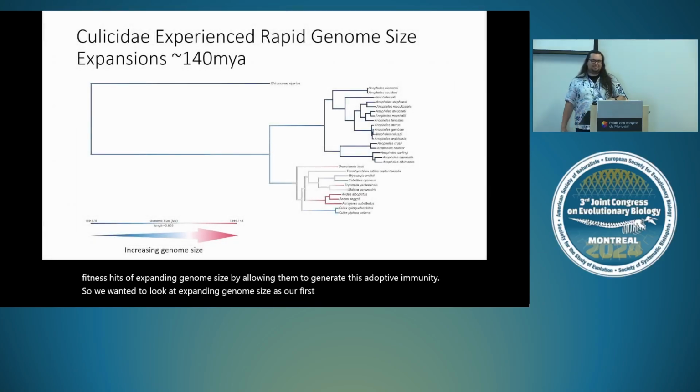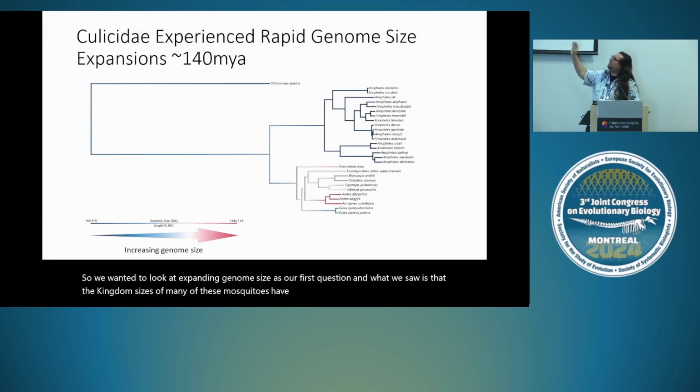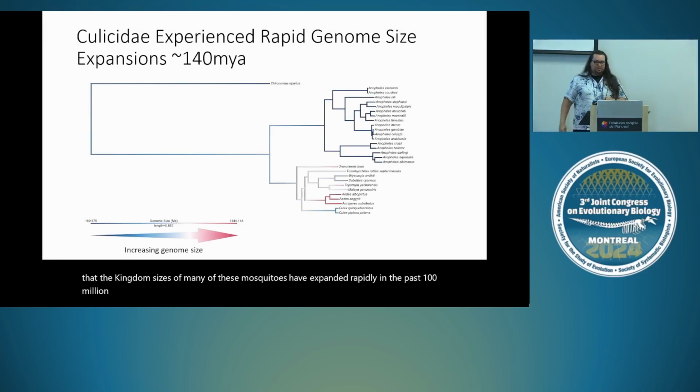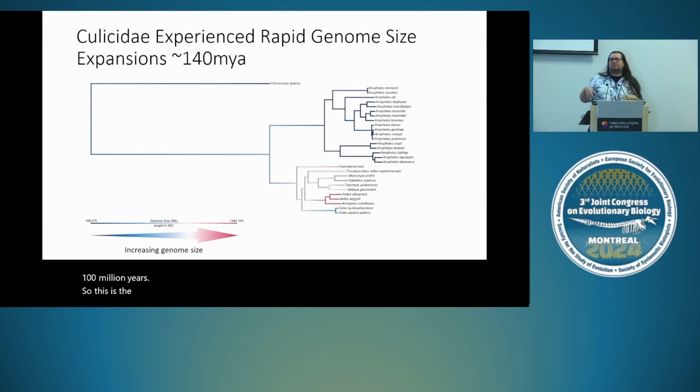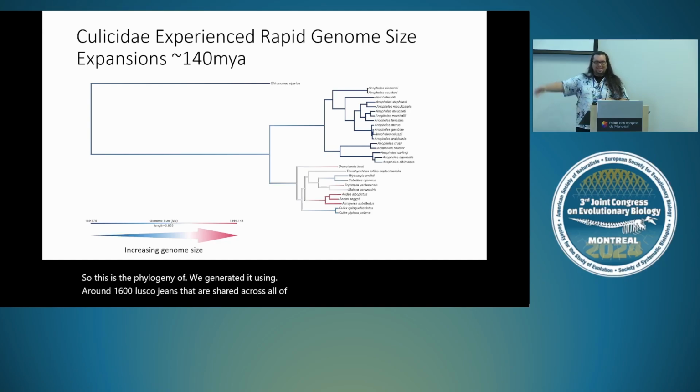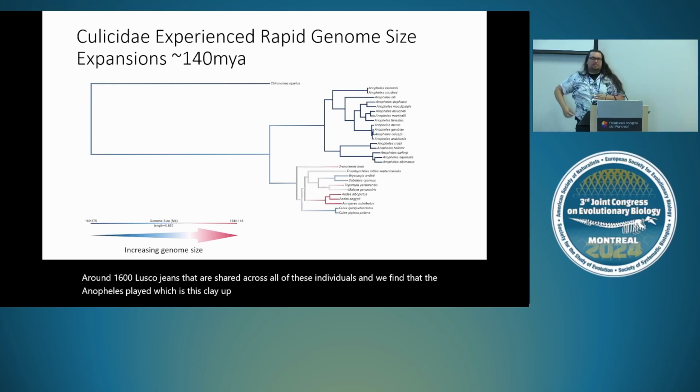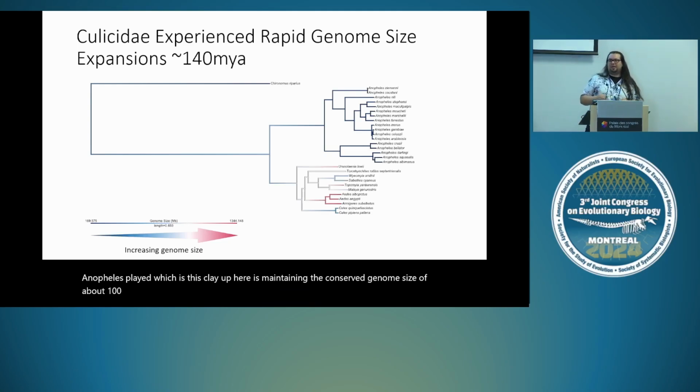And what we saw is that the genome sizes of many of these mosquitoes have expanded rapidly in the past 100 million years. So this is the phylogeny of Culicidae. We generated it using around 1,600 BUSCO genes that are shared across all of these individuals. And we find that the Anopheles clade, which is this clade up here, is maintaining the conserved genome size of about 100 to 120 megabase long genomes, in comparison to the non-Anopheles clade, which is this lower clade down here.